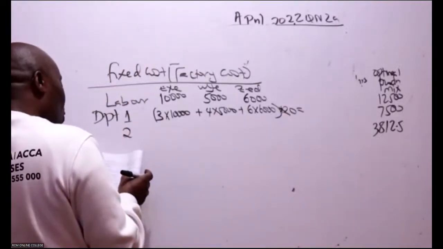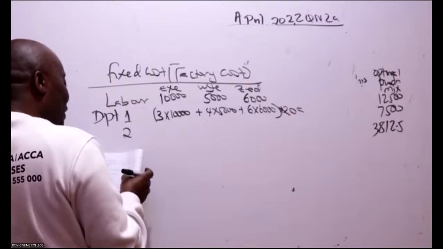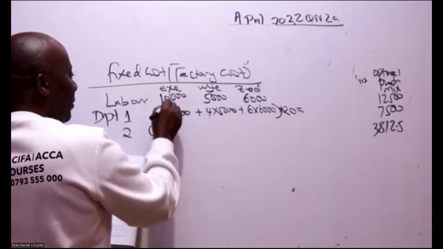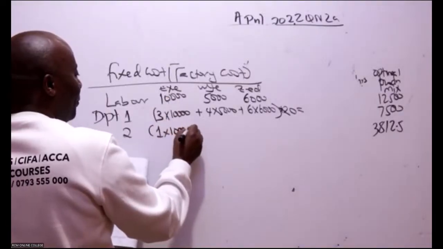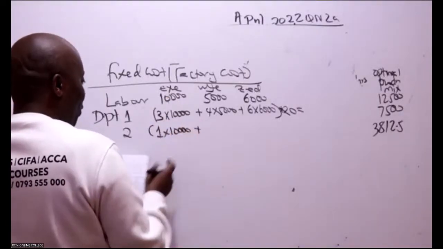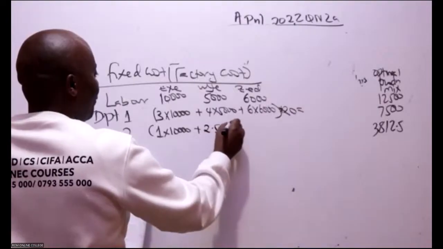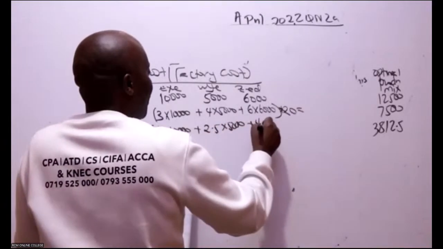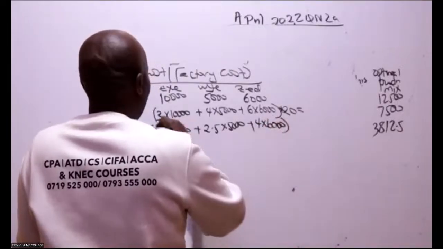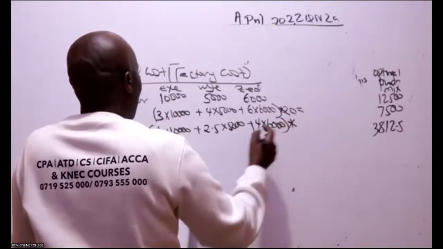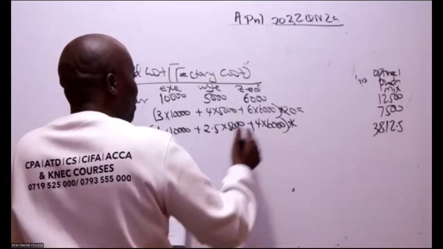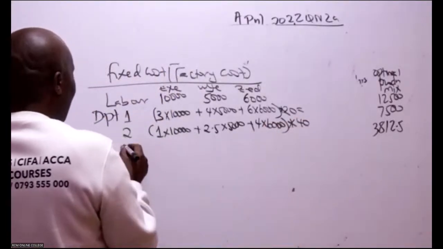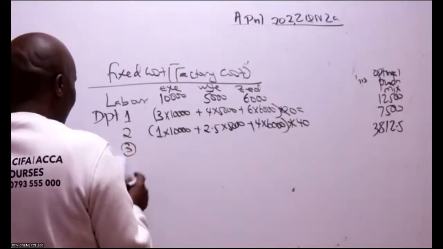Department number 2, from additional information 1, I can see the labor hours per unit. So then I will talk of 1 times number of units, 10,000. Plus, in this case here, 2.5 times 5,000. Plus, in this case here, 4 times 6,000, like that. So times department 2 rate, ladies and gentlemen, is 40. And then we have number 3, department 3.